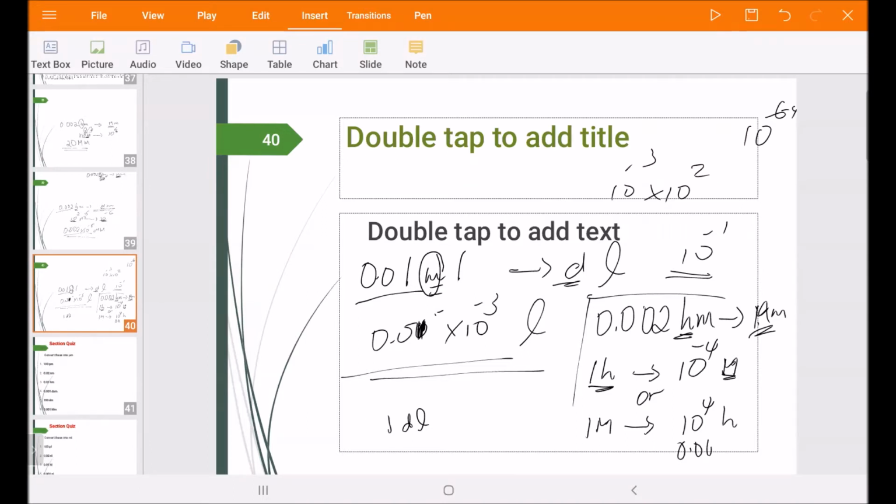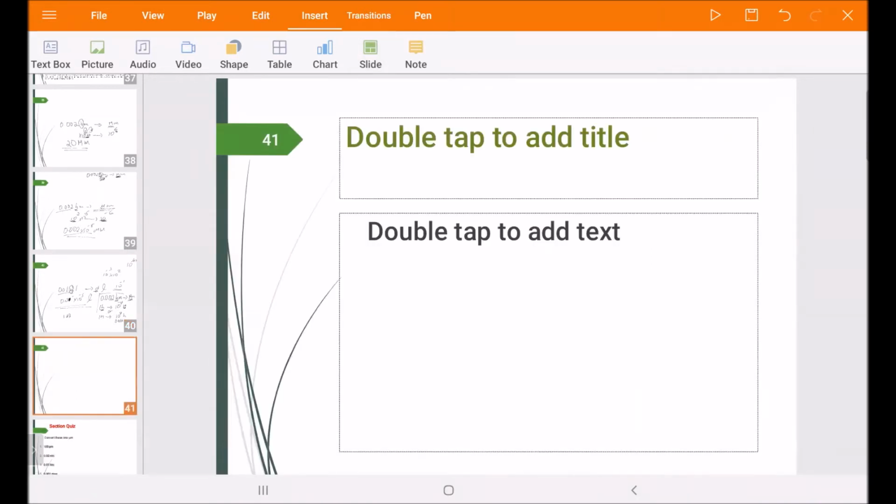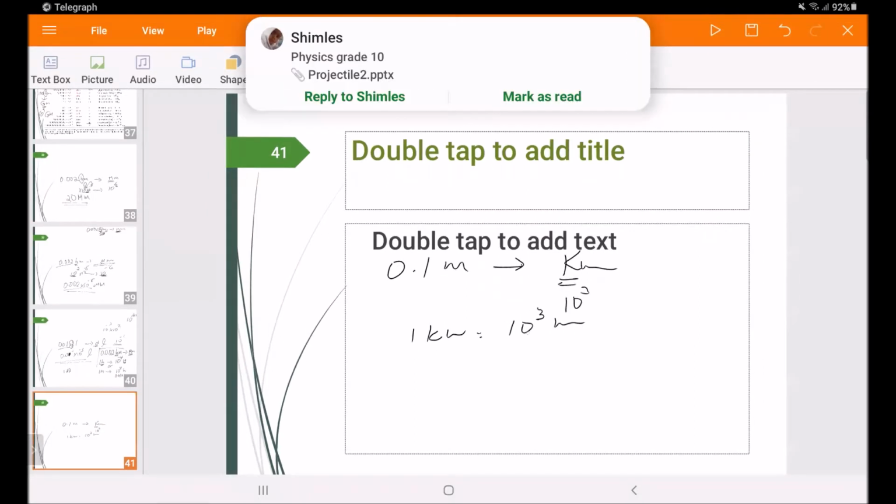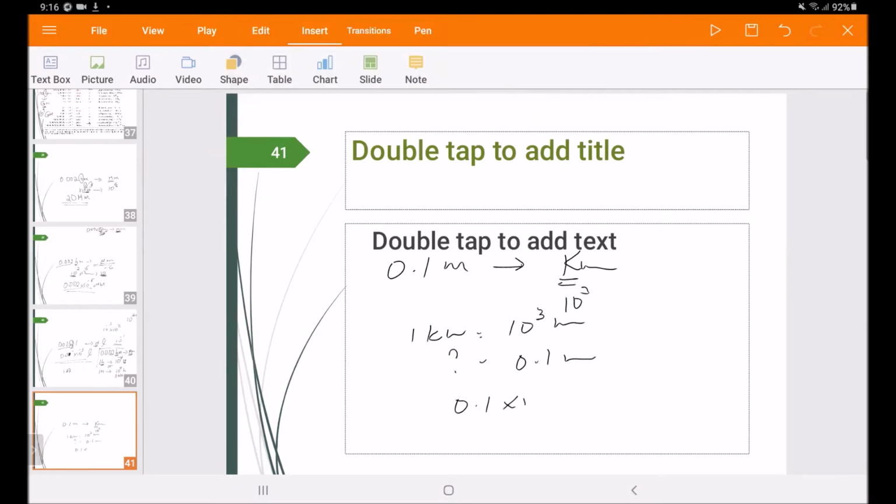Let's see. Okay, this is 0.1 meter. Is it meter or kilometer? With a kilometer. Okay, so this is 10 to the power of 3 meters, right? One kilometer is 10 to the power of 3 meters. Now, you gave me 0.1 meter, so here it is 0.1 times 10 to the power of minus 3 kilometer.